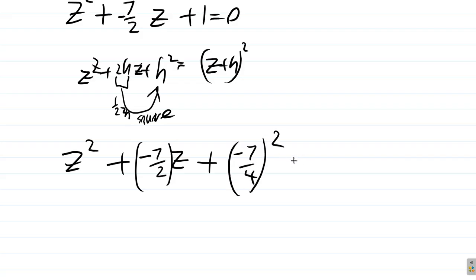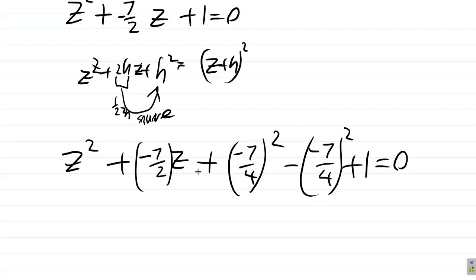Then you have to subtract it back: minus negative 7 over 4, squared, plus 1 equals 0. You have this part set up just the way you want: z squared plus the number times z plus half of that number squared. If you write it as z plus h, squared, h in this case would be negative 7 over 4. H squared, negative 7 over 4 squared.